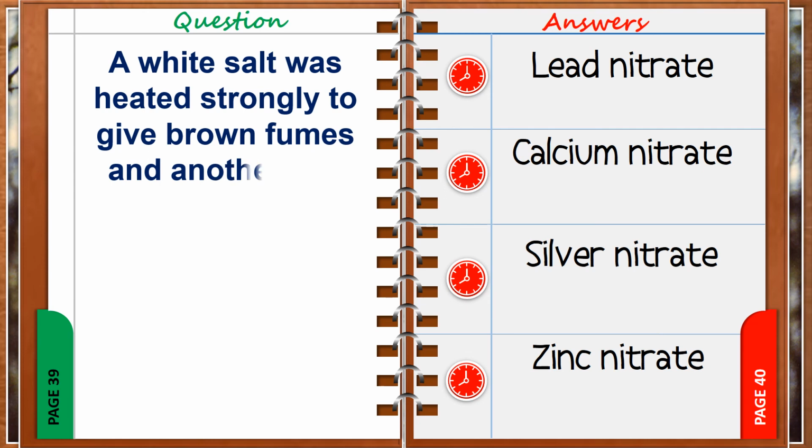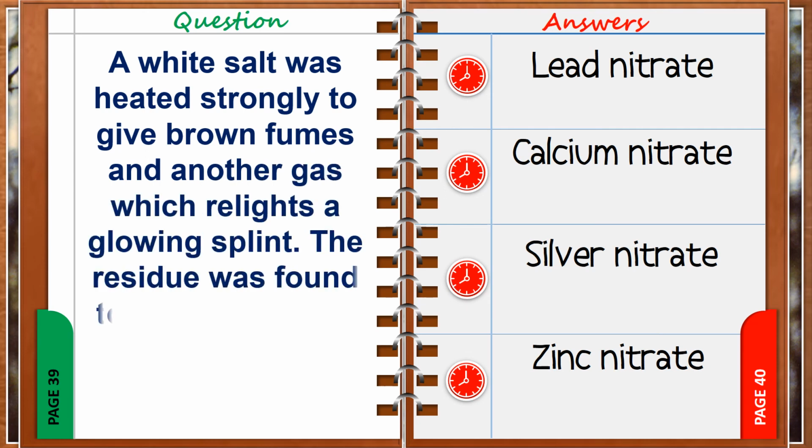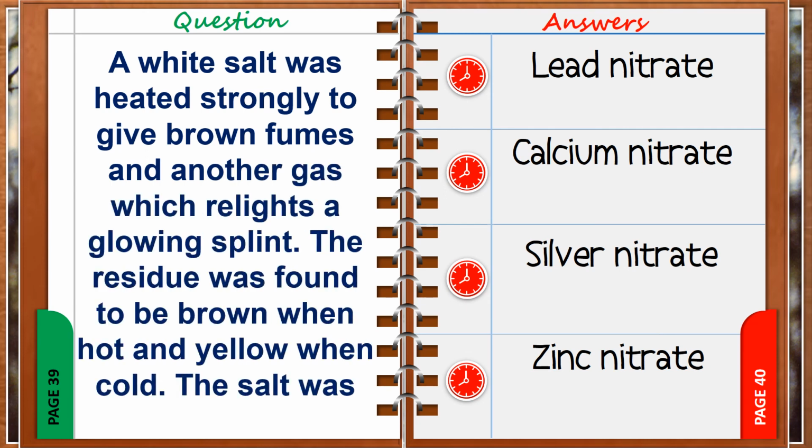A white salt was heated strongly to give brown fumes, and another gas which relights a glowing splint. The residue was found to be brown when hot and yellow when cold. The salt was lead nitrate.